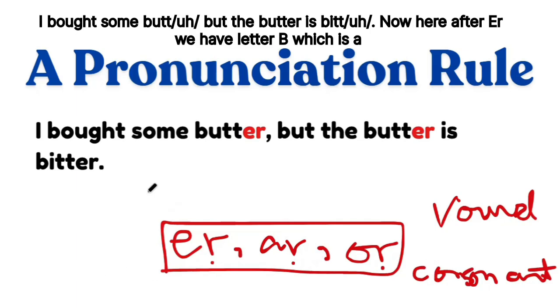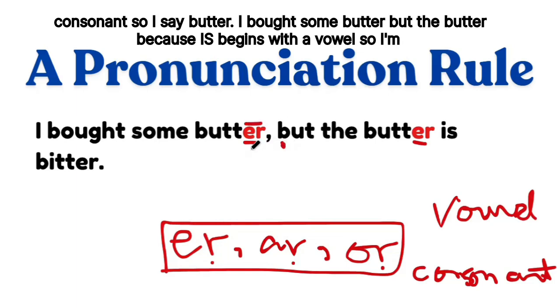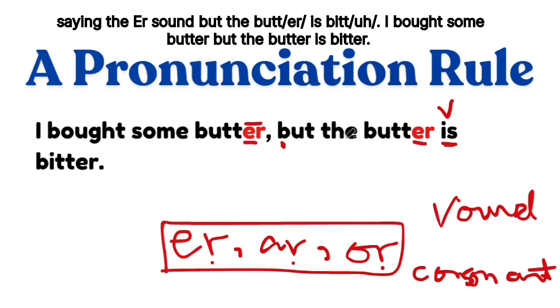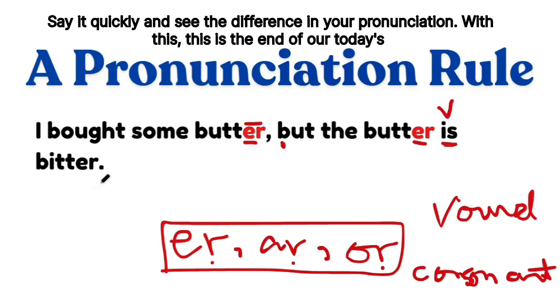For example, I bought some butter, but the butter is bitter. Now, here after the R, we have the letter B, which is a consonant, so I say butter. I bought some butter. But the butter, because it begins with a vowel, I'm saying the R sound. But the butter is bitter. Okay? I bought some butter, but the butter is bitter. Say it quickly and see the difference in your pronunciation.